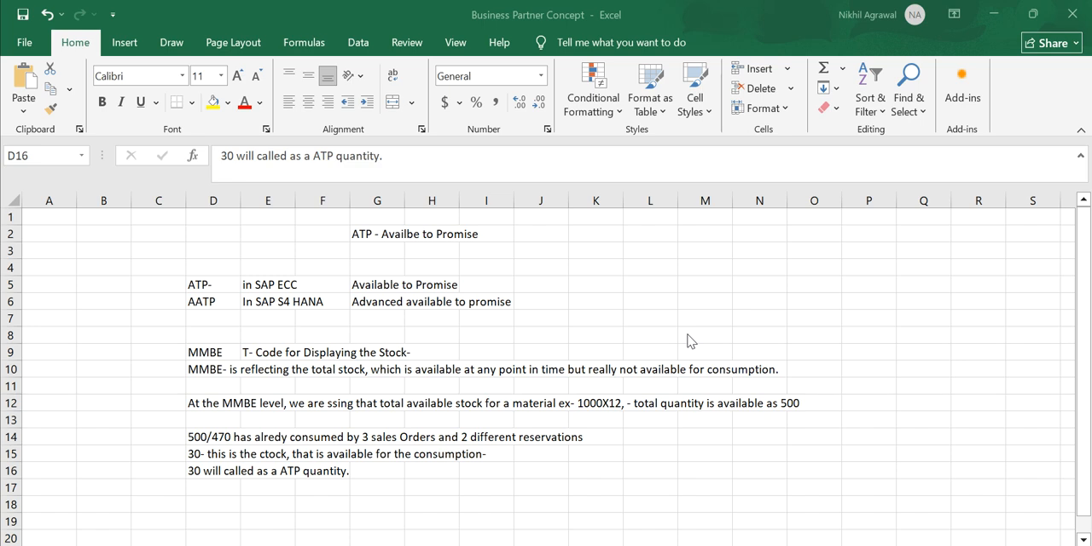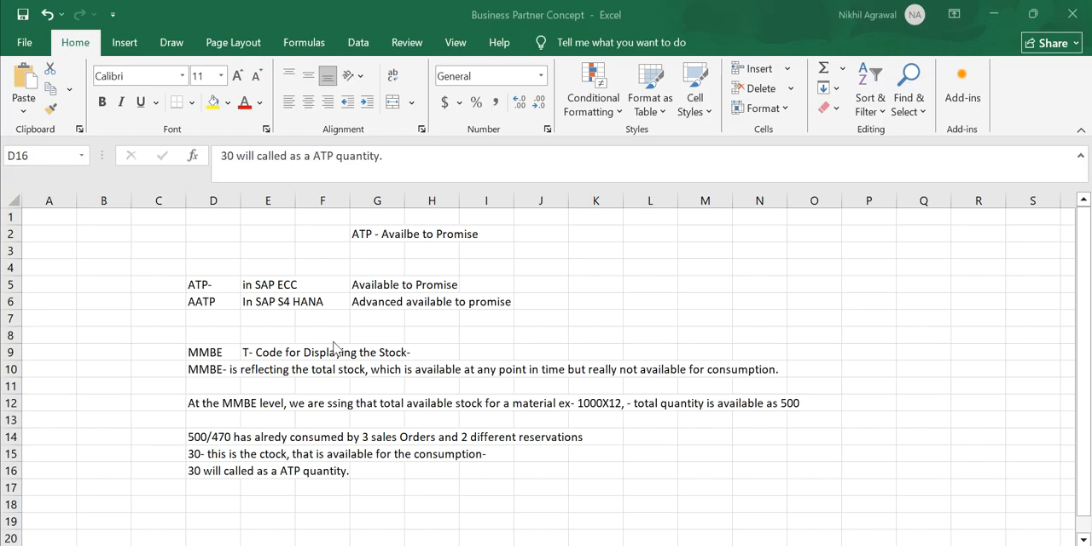We have discussed the meaning of available to promise. ATP quantity means the quantity which is available to consume at the sales order level or for the different kinds of reservations. We have also discussed the quantity reflecting at the stock overview level. That is not the ATP quantity, that is the available stock, guys.